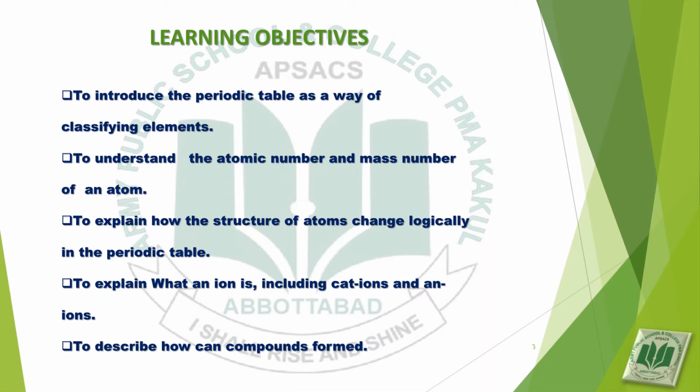Learning objectives. To introduce the periodic table as a way of classifying elements. To understand the atomic number and mass number of an atom. To explain how the structure of atoms changes logically in the periodic table. To explain what an ion is, including cations and anions. To describe how compounds form.